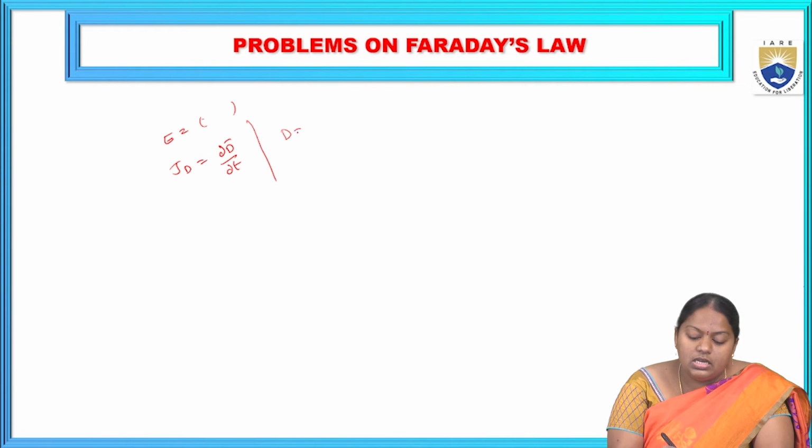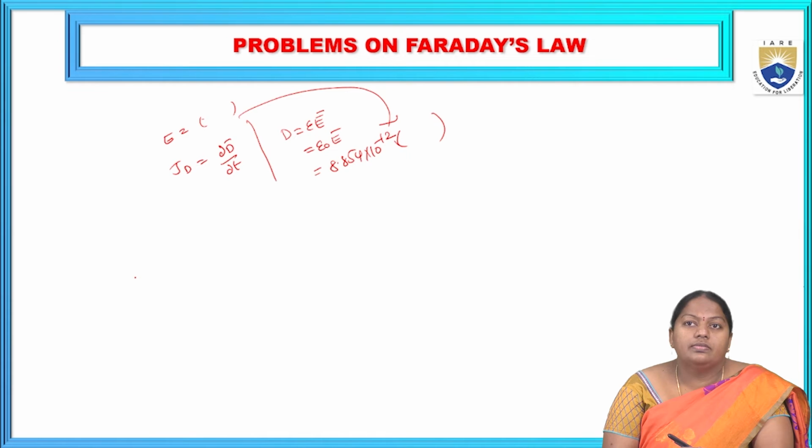And we know that D is nothing but D equal to epsilon into E bar for a charge free region, and we are replacing the epsilon by epsilon naught into E bar. We know that this epsilon naught value is 8.854 into 10 power minus 12, into the E value which is to be obtained from this. So this is the way we have got the value of electric flux density.